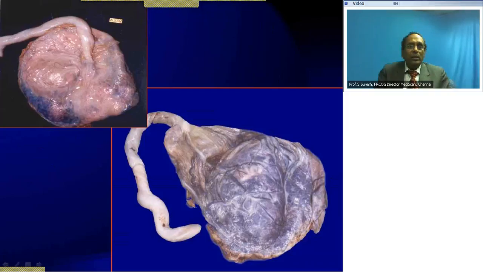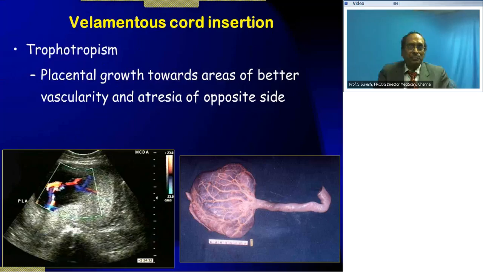This becomes important not only in singleton pregnancies, but also in twin pregnancies, especially monochorionic twins, where a Velamentous insertion of the cord of one twin will result in poor placental territory sharing of that twin, resulting in growth restriction. So a Velamentous insertion of the cord should always prompt one to look for growth restriction, especially in twin pregnancies. This is supposed to occur because of trophotropism, where placental growth occurs towards the area of better vascularity and ectasia of the opposite side. So here you can see a classical Velamentous insertion of the cord.